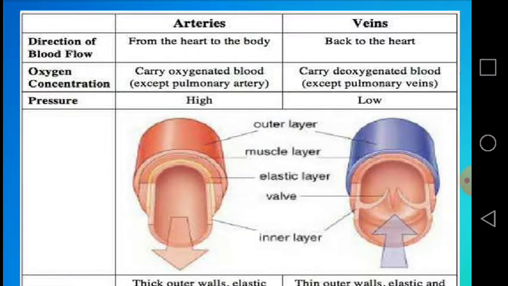Dear students, arteries are responsible to take the blood from the heart to the body, while the veins are responsible to carry the blood back to the heart. Oxygen concentration: arteries carry oxygenated blood except the pulmonary artery. This is the only artery in the body which carries deoxygenated blood, while the veins carry deoxygenated blood except the pulmonary veins. This is the only vein which is carrying the oxygenated blood.